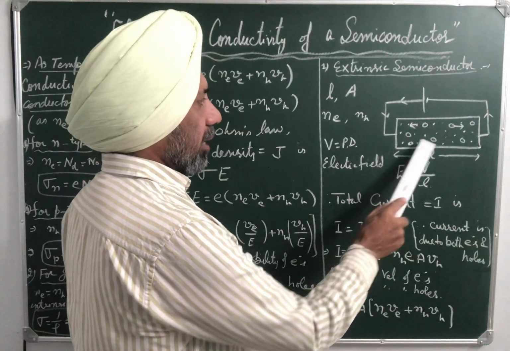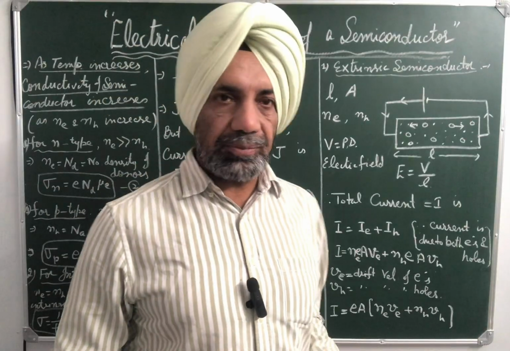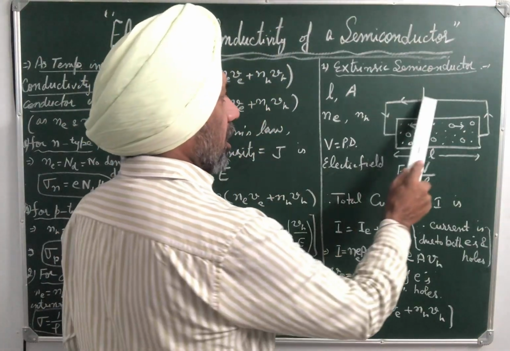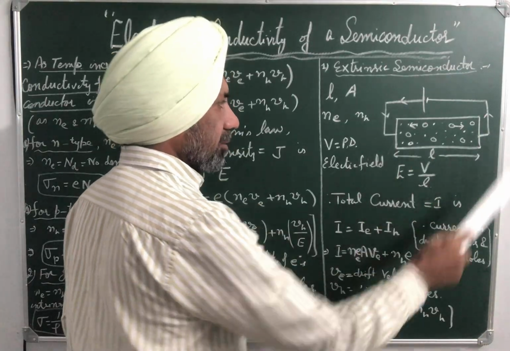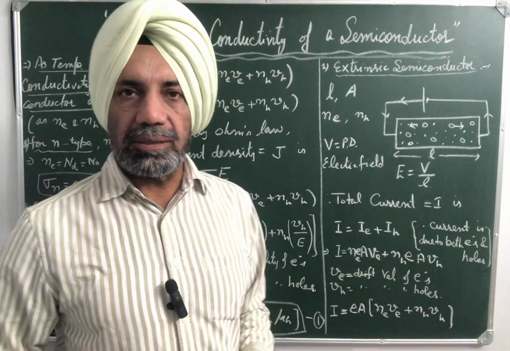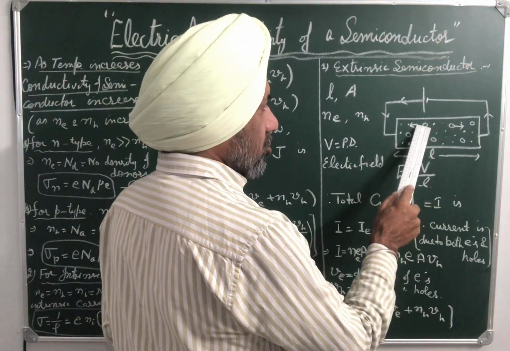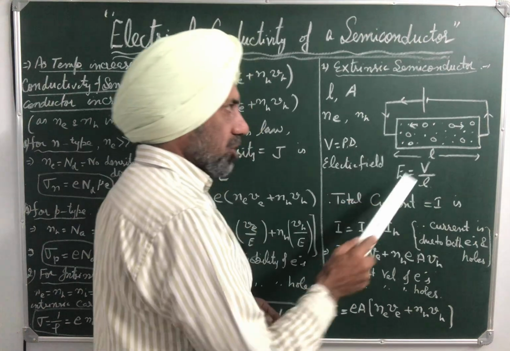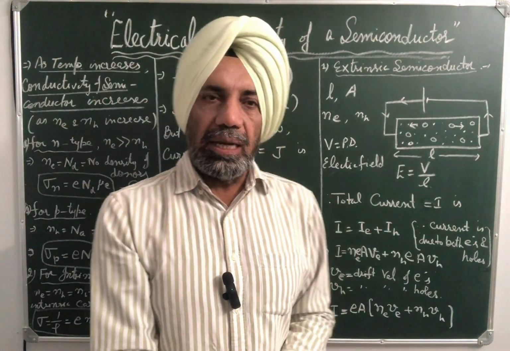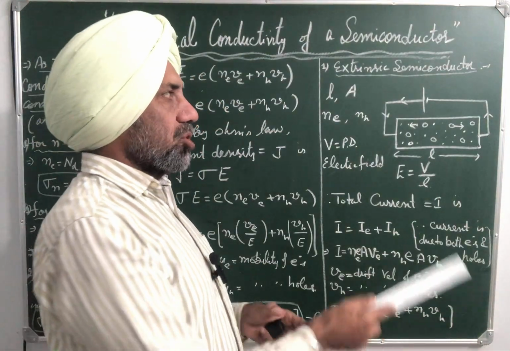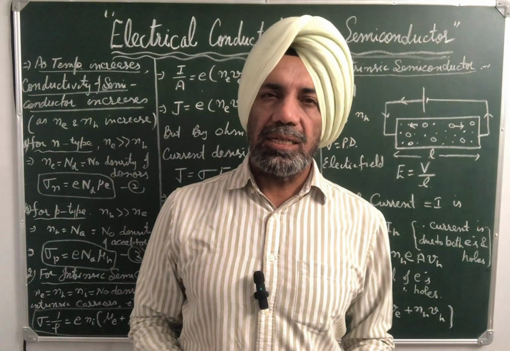Suppose Ne is the number density of free electrons, Nh is the number density of holes, and the sample is connected to a cell so that current starts flowing through the semiconductor. These electrons are attracted towards the positive end and holes towards the negative end. As a result, flow of electrons and holes starts, and hence current starts flowing in the circuit.